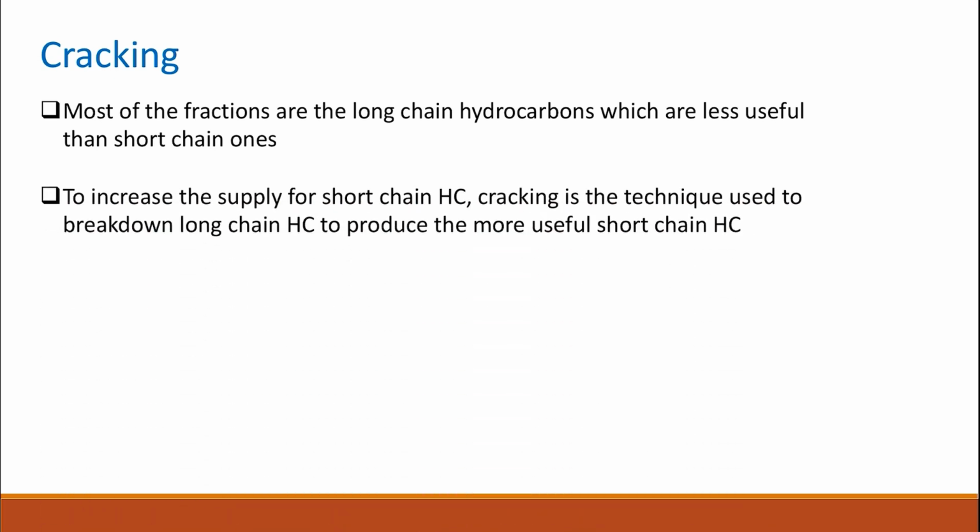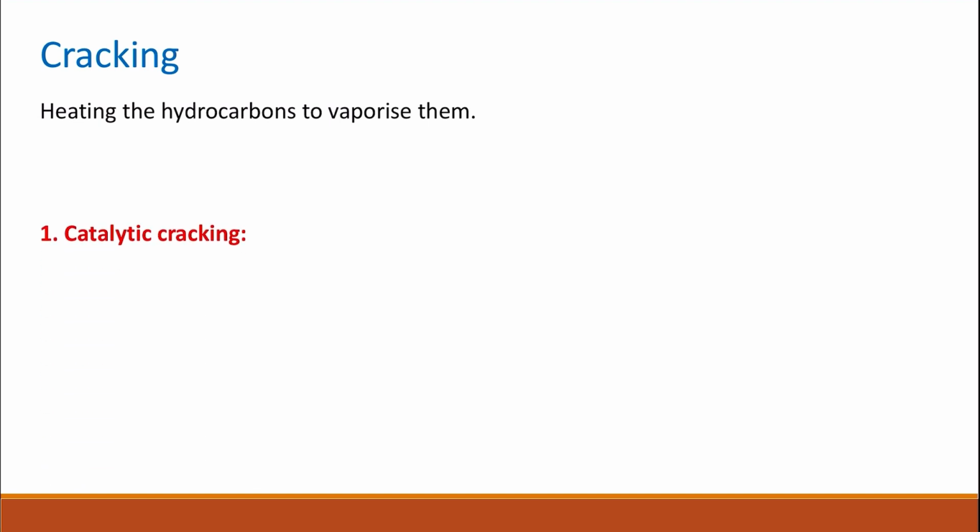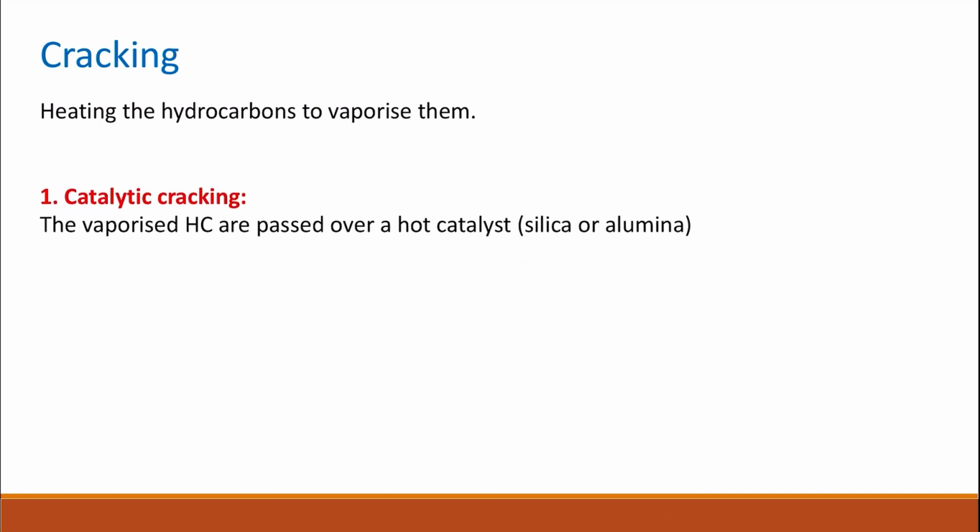In cracking, the hydrocarbon is heated until it's completely vaporized, and then it can either be broken down using catalytic cracking, where the vaporized hydrocarbons are passed over a hot catalyst such as silica or alumina, where they are broken down to give you shorter chain hydrocarbons.